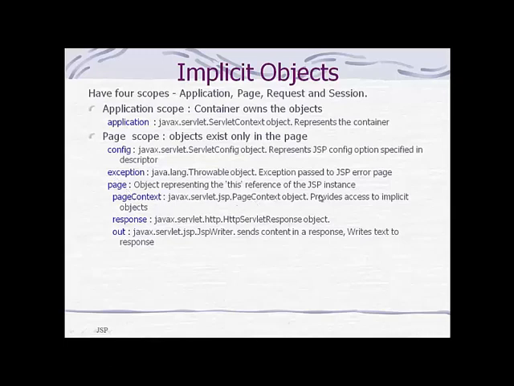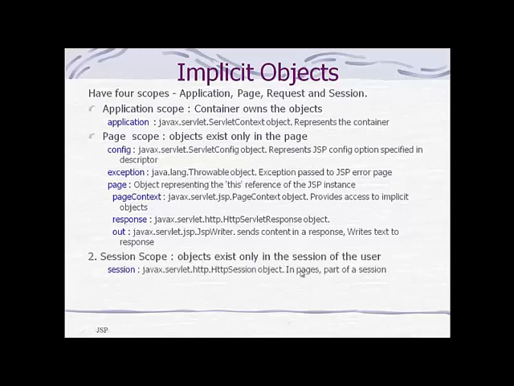Page context is a PageContext object, which provides access to implicit objects. Any of these objects you can get through this. Response is the HTTP servlet response object. It also belongs to page scope. Out is also page scope. It is a JspWriter that sends content to the response, writes text to the response. Okay. Config, exception, page context, response, and out: page scope.